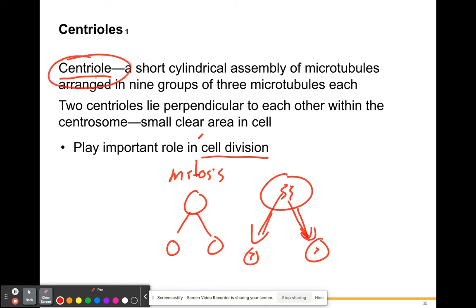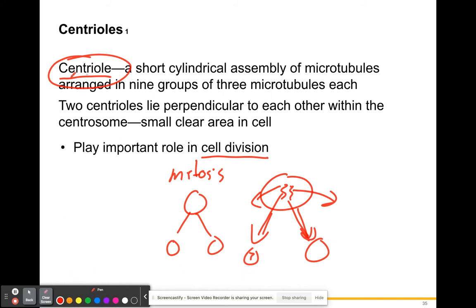That's what a centriole does. The centriole is going to pull this piece of DNA to this side. It's going to pull this piece of DNA to this side so that each one of these new cells at the bottom has their own copy. Right? If we didn't have centrioles, then maybe the two pieces of DNA both end up in here. Maybe these two pieces of DNA end up in here and this one ends up with no DNA. Okay, we wouldn't want that.